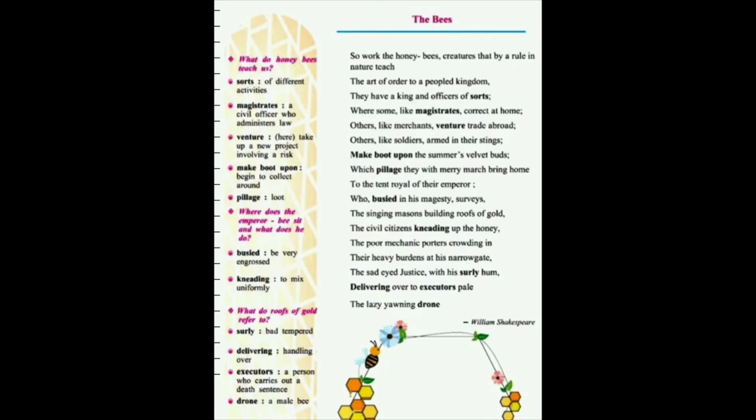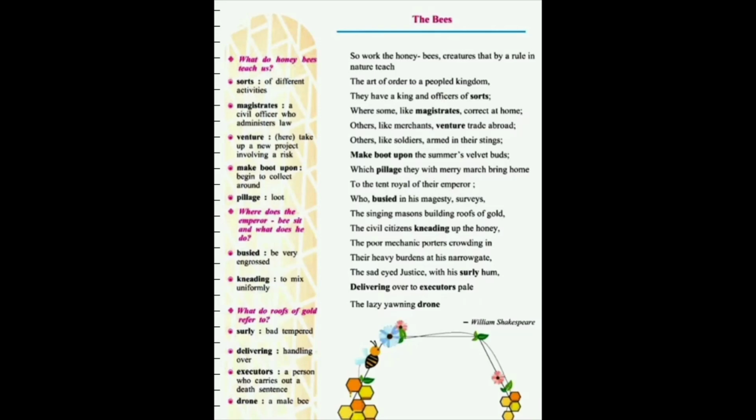The merchant bee trades honey, while the soldier bee brings honey after looting the summer flowers, and they protect the hives. The mason bee builds the hives with the help of the other working groups. We saw that the mason bee is busy building the honeycomb. Everyone is assigned a specific duty and does their work diligently. If someone is lazy, there will be punishment also.